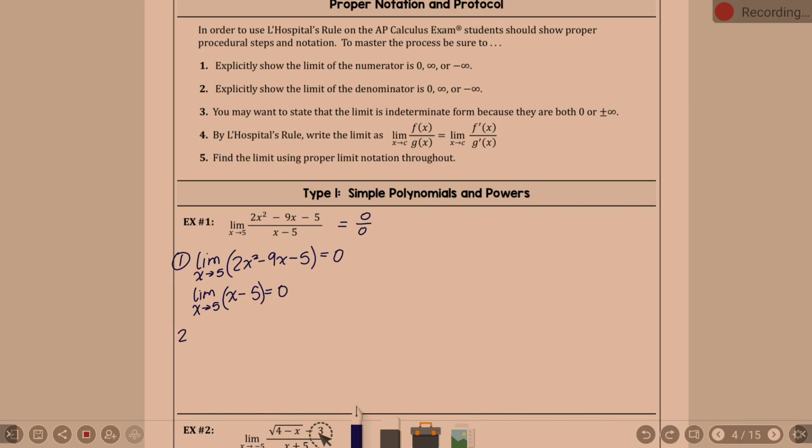Next thing, we're getting 0 over 0 here, right? And so the next piece, it says you may want to state the limit is indeterminate form. So I just, for right now, have written it as indeterminate form by L'Hopital's. And I'm not against you even saying 0 over 0.